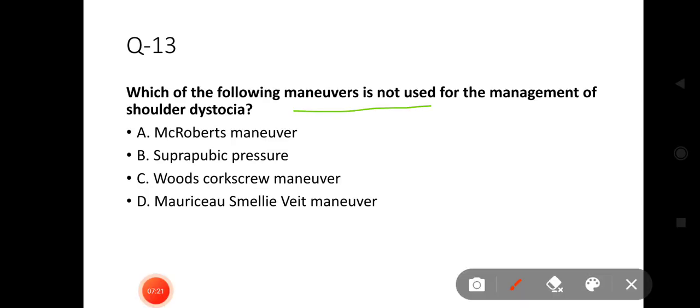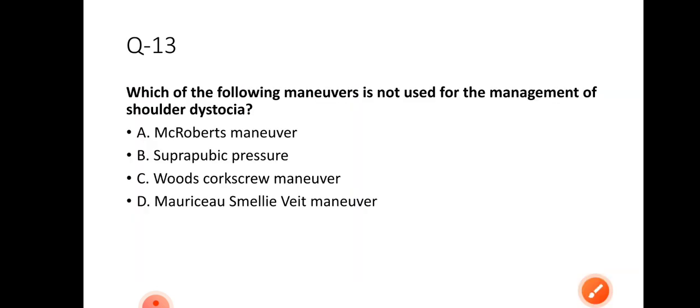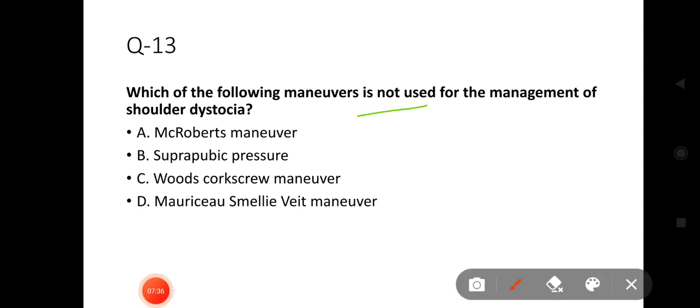Which of the following maneuvers is not used for the management of shoulder dystocia? McRoberts maneuver, suprapubic pressure, wood screw, corkscrew maneuver, and Mauriceau Smellie Veit maneuver. So answer is D. So this is not used in shoulder dystocia. You should remember from this question that these three are used in shoulder dystocia. So this is the way how you try to gain as much as possible from previous year questions.